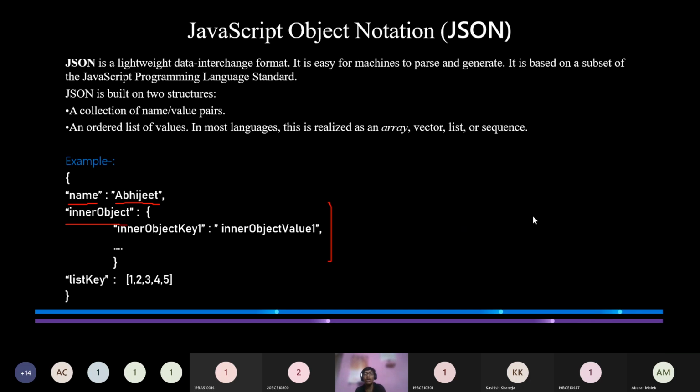Now, why JSON? Because, firstly, browsers typically use JavaScript, so JSON is based on a similar structure.